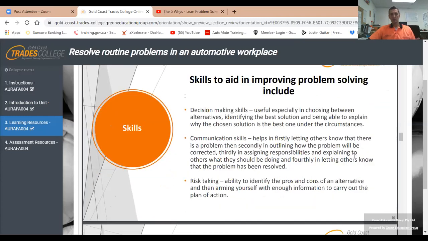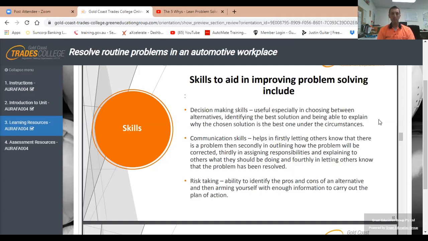So what are some of the skills that you might need to aid in problem solving? A couple of really important skills that we all need in our day-to-day lives are decision-making skills, particularly useful when choosing between alternatives. Identifying the best solution and being able to explain why the chosen solution is the best one under those circumstances. We don't want to be stuck like a deer in the headlights where we can't make a decision. So it's useful to work on your own decision-making skills.